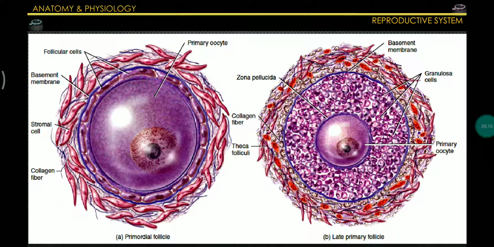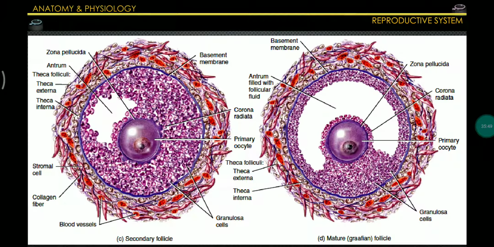How is the primary follicle formed? The primary oocyte remains as it is, but the follicular cells divide in large numbers and form granulosa cells. The layer around the primary oocyte is called the zona pellucida, and after the granulosa cells there is a layer called the basement membrane, and the outermost layer of stromal cells is present as it is. We call them theca folliculi.